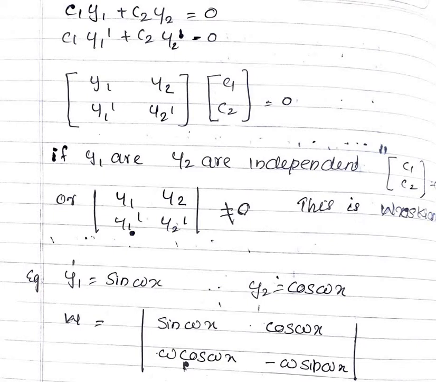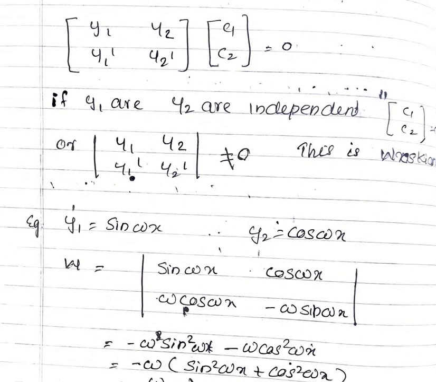Let us consider an example. y1 is equal to sin omega t, y2 is equal to cos omega t, two solutions. We have to check whether they are linearly independent or not. We have two functions, so we have to differentiate. In the first row, we write these two functions, and then we differentiate only once, because it has two functions. So 2 minus 1, the first differential, in the second row.